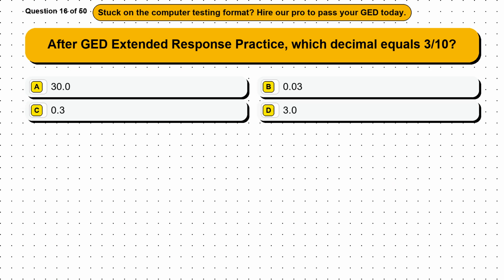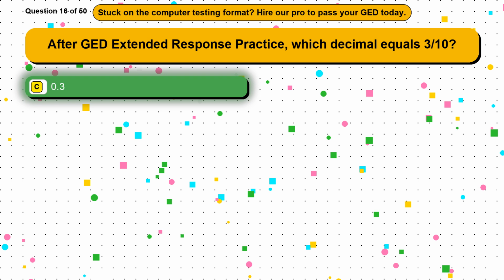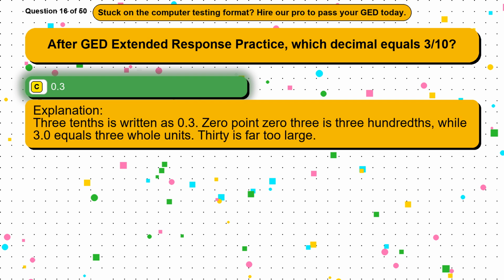Question 16. After GED Extended Response Practice, which decimal equals 3/10? Option A, 30.0. Option B, 0.03. Option C, 0.3. Option D, 3.0. The correct answer is option C. 0.3. 3/10 is written as 0.3.